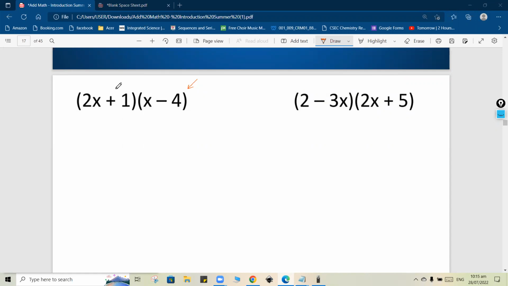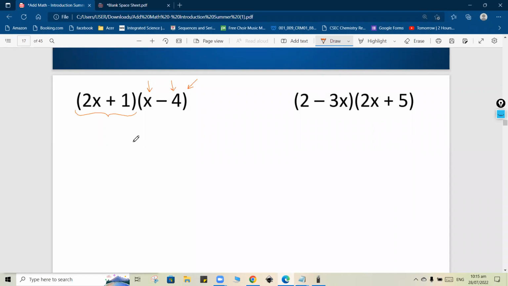So how do you multiply two pairs of brackets? The easiest way, I know there are a lot of different ways, different teachers have different methods. What you need to do is take the first bracket. Now today, in my first bracket, I have 2x plus 1. What we're going to do is take this bracket and multiply by the first item in the other bracket, which is x. Then we are going to take the same value again and then multiply by -4.